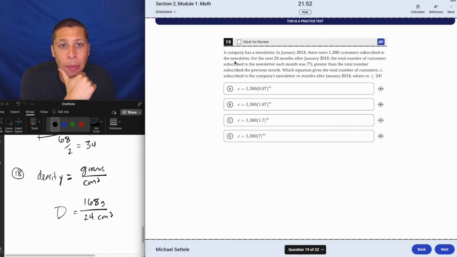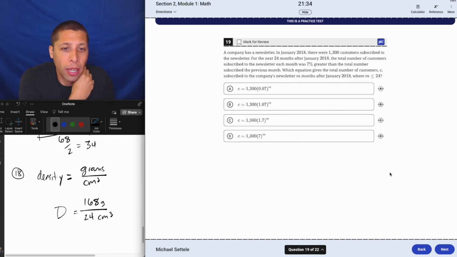Okay, a company has a newsletter. In January 2018, there were 1,300 customers subscribed to the newsletter. For the next 24 months after January 2018, the total number of customers subscribed to the newsletter each month was 7% greater than the total number subscribed the previous month. Which equation gives the total number of customers subscribed to the company's newsletter M months after January 2018?